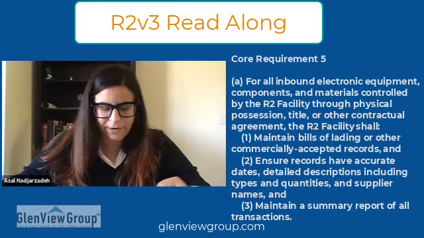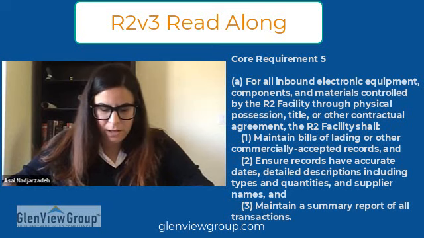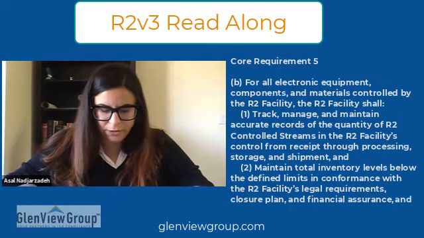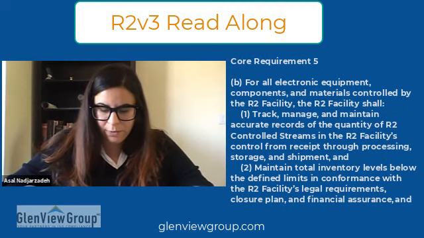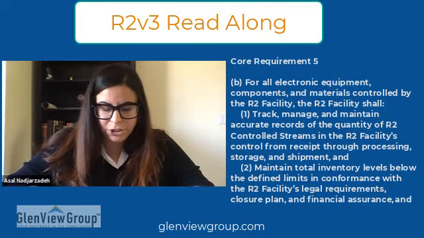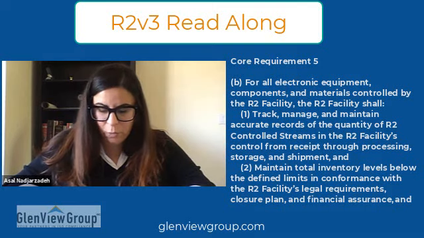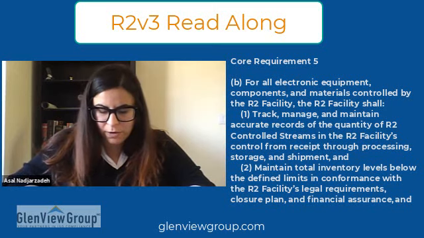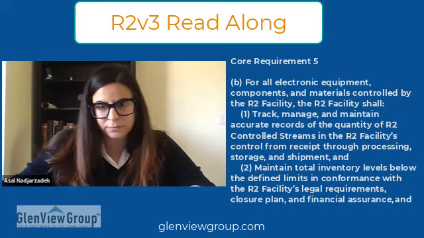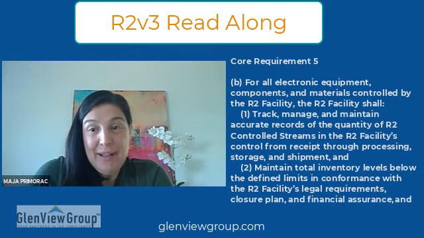Okay. All right. So moving on to subsection D, I'm going to read the supersections one at a time. So here we go. For all electronic equipment, components, and materials controlled by the R2 facility, the R2 facility shall, 1, track, manage, and maintain accurate records of the quantity of R2 controlled streams in the R2 facility's control from receipt through processing, storage, and shipment. Tracking throughput, right? Mass balance.